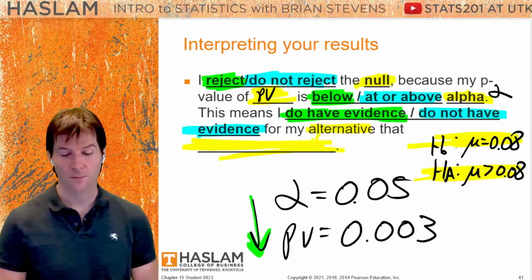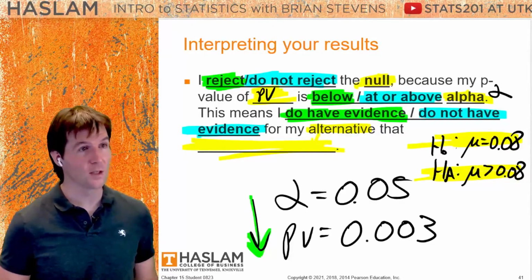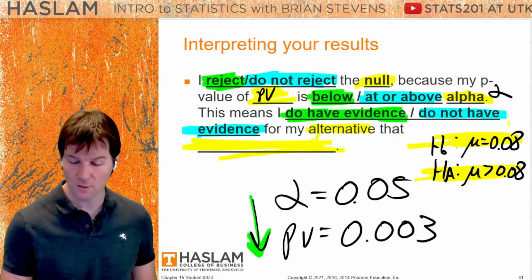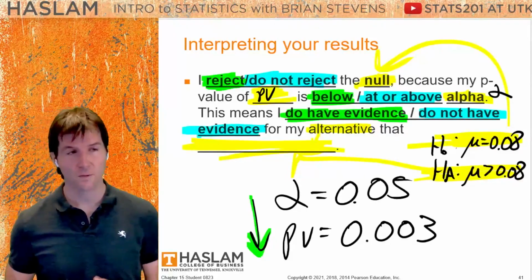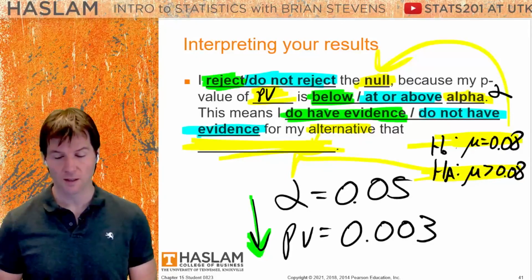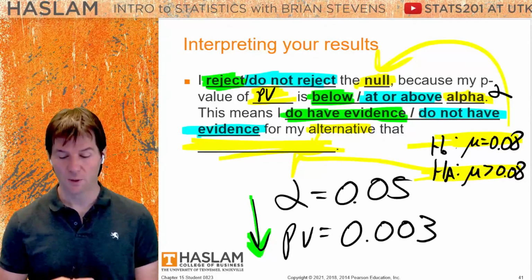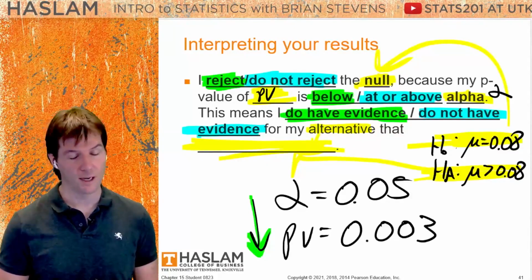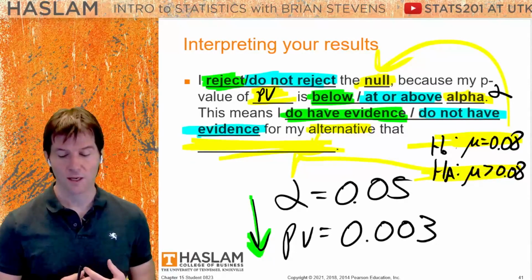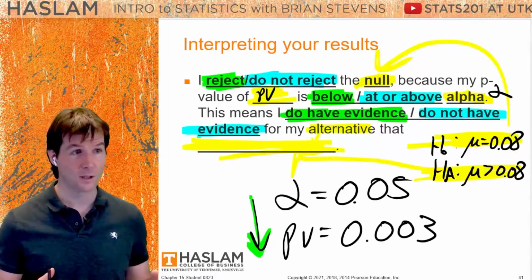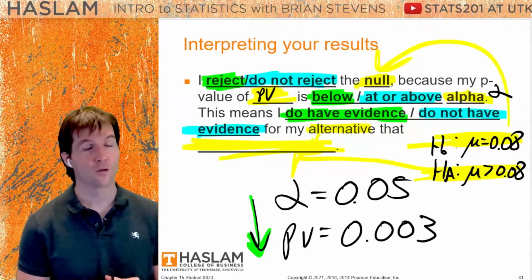Take a look as we read it. I reject the null that the true mean level of Murex is equal to 0.08. Again, I just read this right here and put it right there. I reject the null that the true mean level of Murex is equal to 0.08 because my p-value of 0.003 is below my alpha of 0.05. This means I do have evidence for my alternative that the true mean level of Murex in these fish is greater than 0.08. Once again, practice and try writing this down.